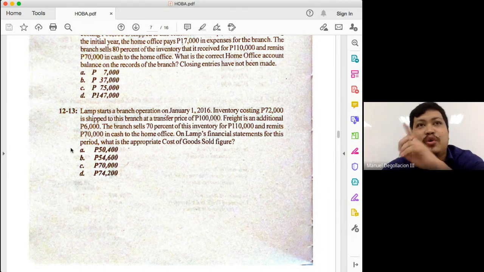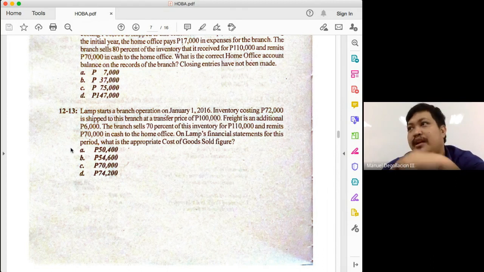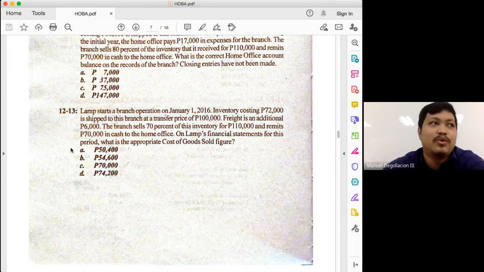This will either go to your cost of goods sold or to your ending inventory. How much of the markup will go to the cost of goods sold? Equivalent to the portion that was sold. How much of the markup will go to the ending inventory? Equivalent to the portion that was not sold. How much was not sold, class, percentage wise? 30%. So that means you were not able to realize 30% of the total markup.